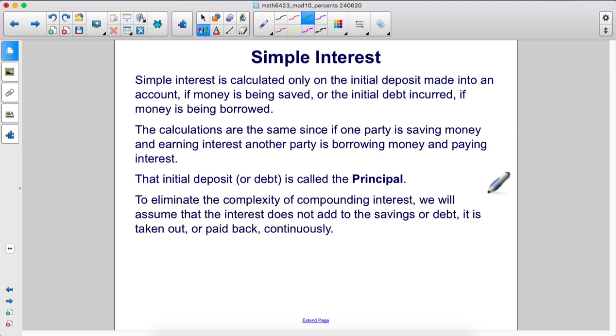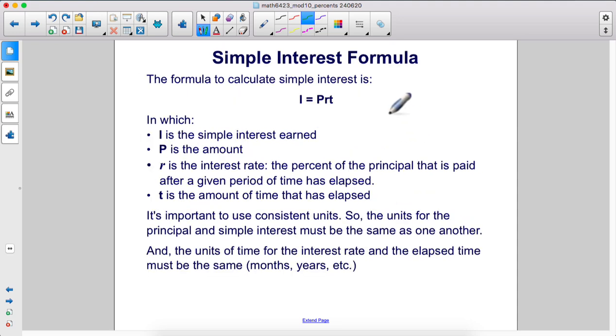To eliminate the complexity of compounding interest, we will assume that the interest does not add to the savings or debt; it is taken out or paid back continuously. The formula to calculate simple interest is I equals PRT, where I is the simple interest earned, P is the principal, the initial amount, R is the interest rate, the percent of the principal that is paid after a given period of time has elapsed, and T is the amount of time that has elapsed.